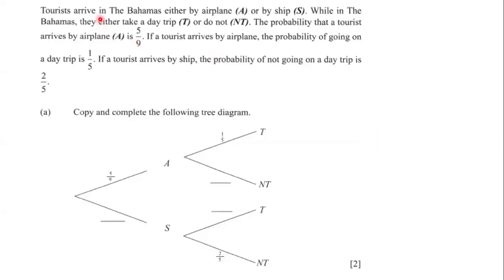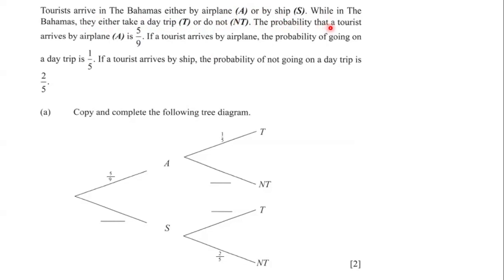Tourists arrive in the Bahamas either by airplane, A, or by ship, S. While in the Bahamas, they either take a day trip, T, or do not take a day trip. In that case, we have NT.